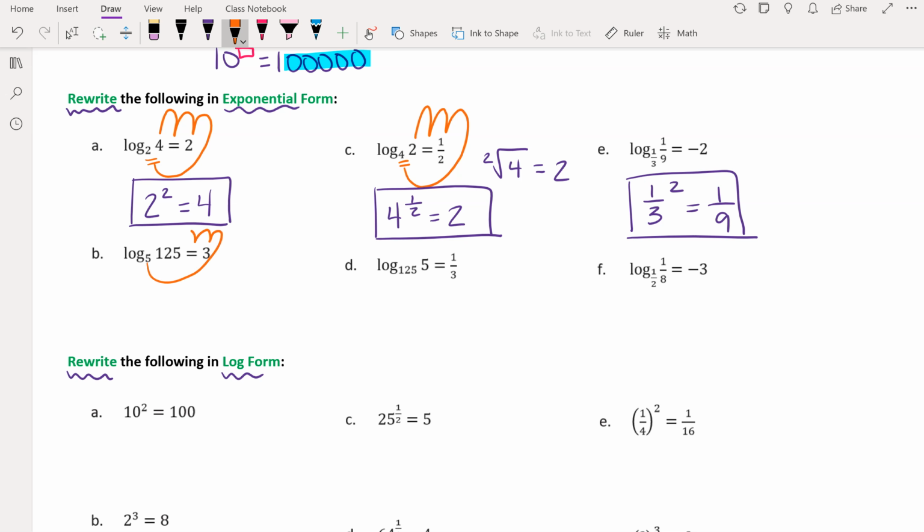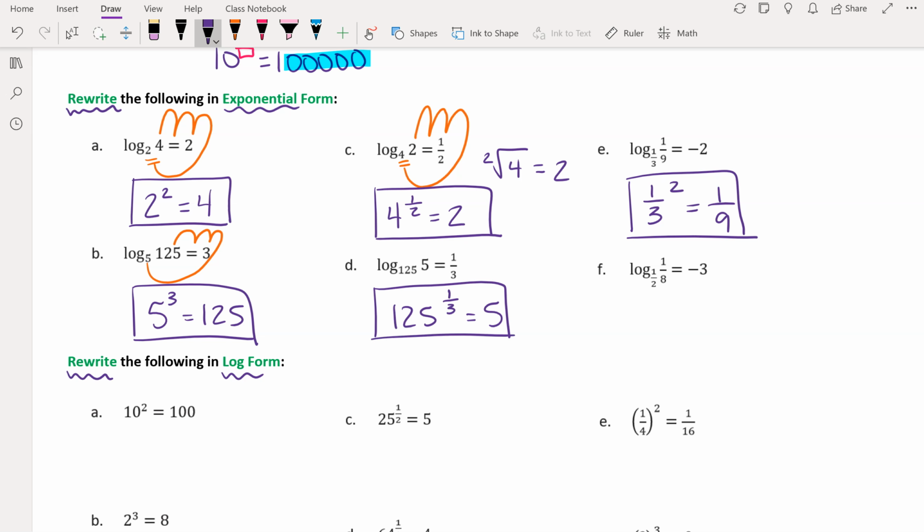5 cubed equals 125. 125 to the 1/3 equals 5. This is saying the same thing as cube root of 125 equals 5, right? Because a fraction exponent is going to give us a root, some sort of root.